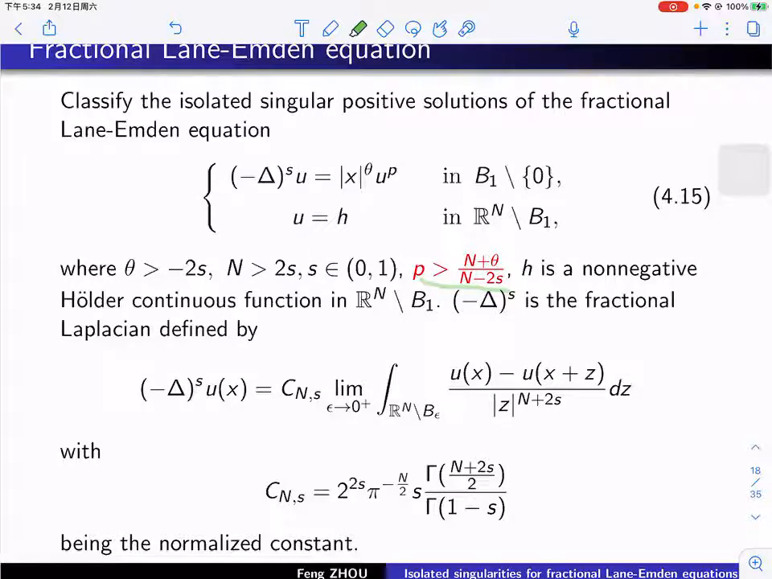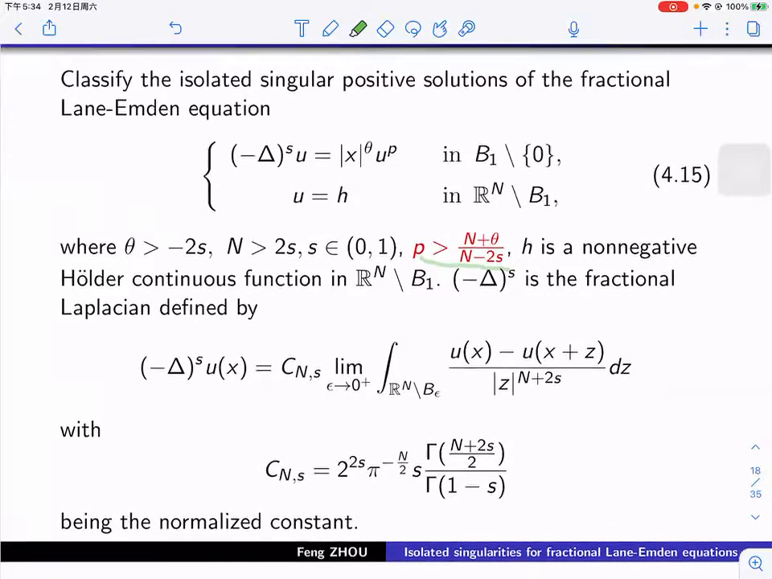This is what we call the Serrin's supercritical case. h is a non-negative Hölder continuous function in R^n minus B1. The (-Δ)^s is the fractional Laplacian defined by the integration term, which is a standard definition, and the constant C_{n,s} is a normalization constant for the operator. So we will study the behavior of the solution near zero, and this we call the classification.